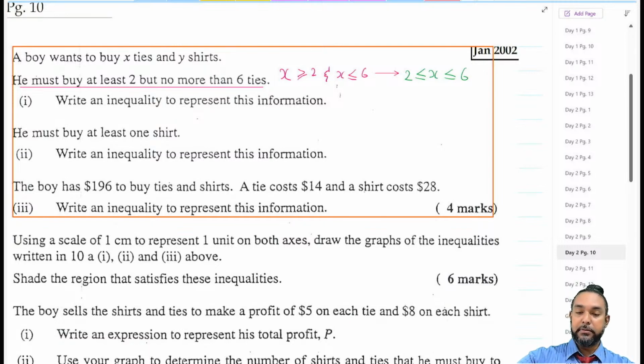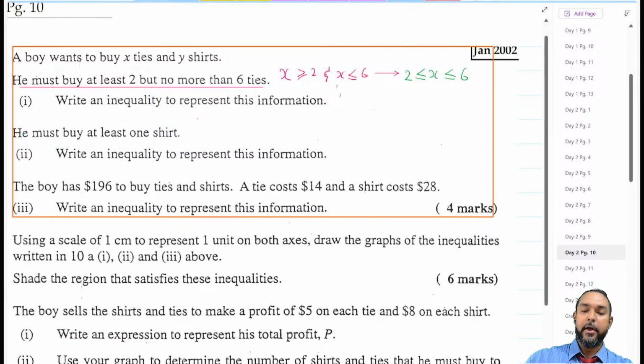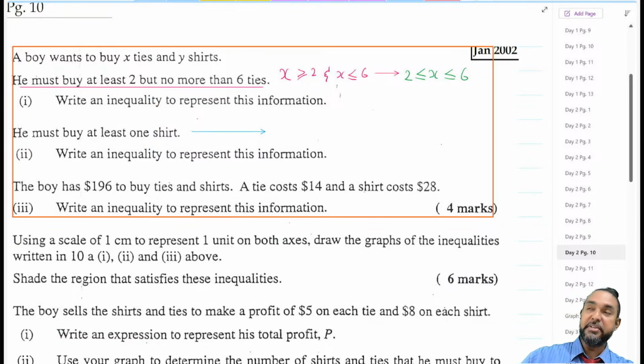Right, as the first one. Now, the next one down here says he must buy at least 1 shirt. Now, let's go back to the top here. Shirts. Is shirts X or Y? Because I want to know. Yeah, so shirts is Y. That's correct. So at least 1 means he could buy 1 or more, right? So the number of shirts could be greater than or equal to 1. We okay with that one? Okay, thank you.